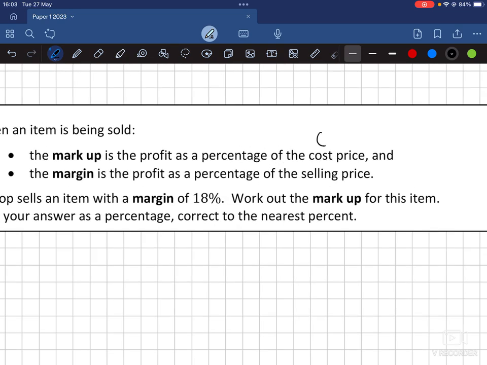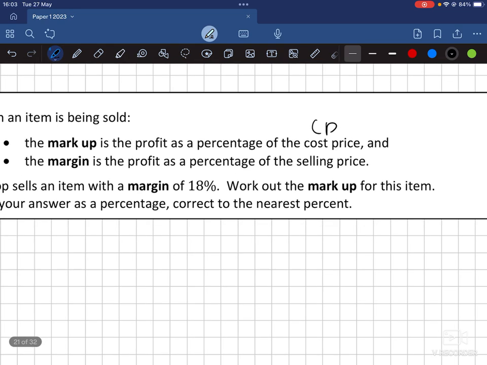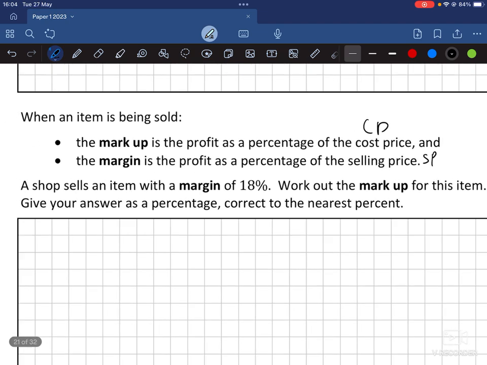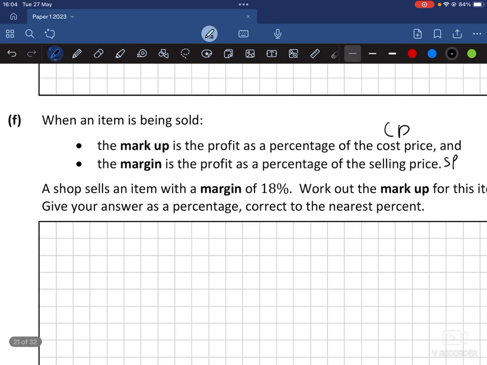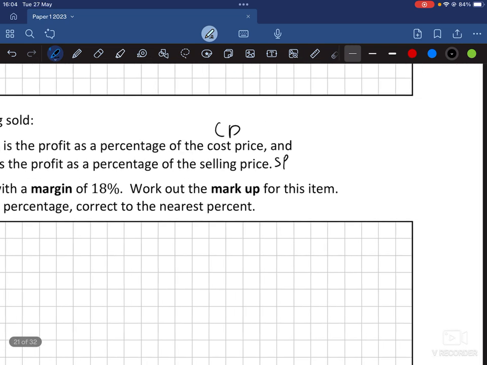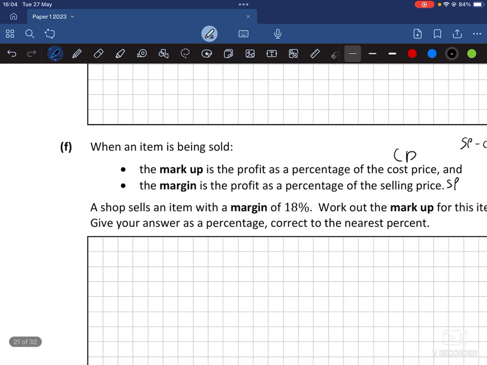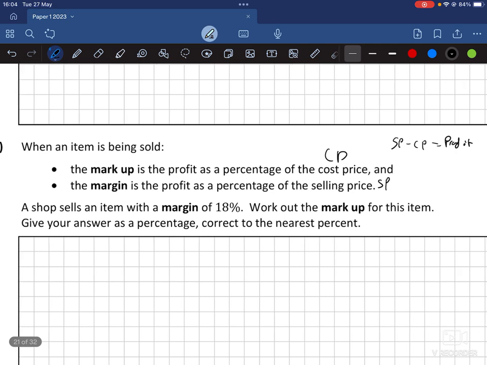Now, when an item is being sold, the markup is the profit as a percentage of the cost price. So we have two things, we have cost price, and then the margin is the profit as a percentage of the selling price. Okay, so a cost price is how much it costs the shop to buy, and selling price is how much the shop actually sells it for. So the difference between the cost price and the selling price is the profit. So I'll just point that out. So the selling price minus the cost price is actually just profit.